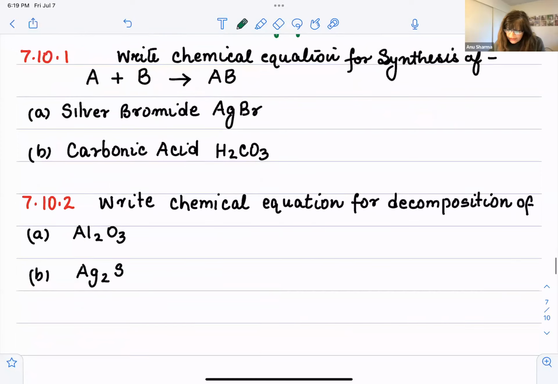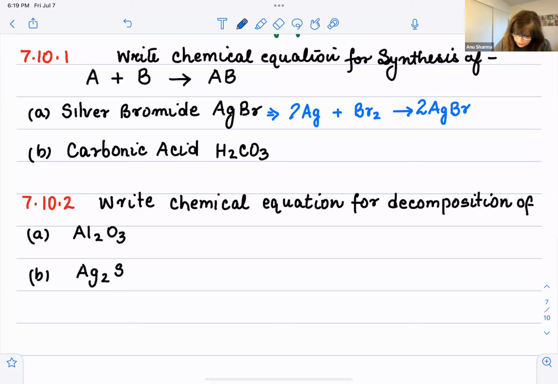Okay, next is write a chemical equation for the synthesis of silver bromide. So how will you write this one? Silver bromide, you can backtrack and write silver reacting with bromine, Br2, and that gives you AgBr. Okay, the rest is balancing. There are 2 bromines on one side, so 2 bromines now balances that. That 2 applies to silver and to bromine, so if you put 2 here, that will balance the silver also. So 2 silvers, 2 bromines on either side.